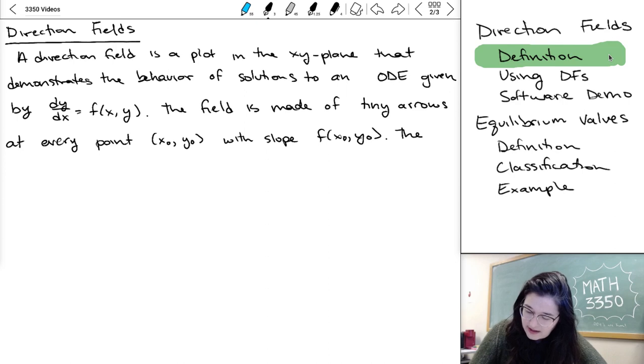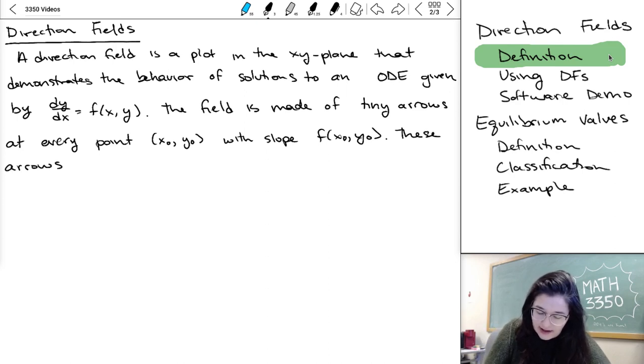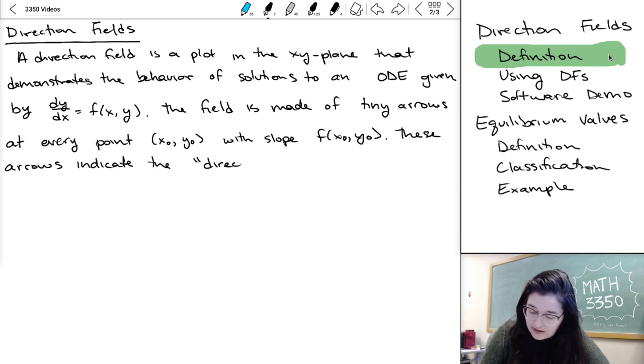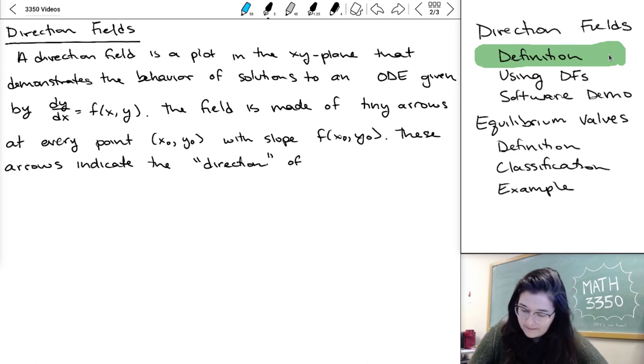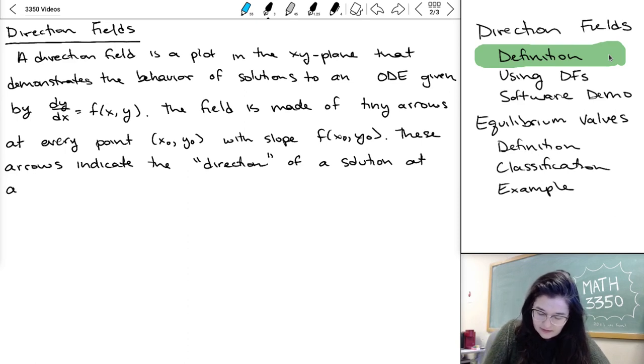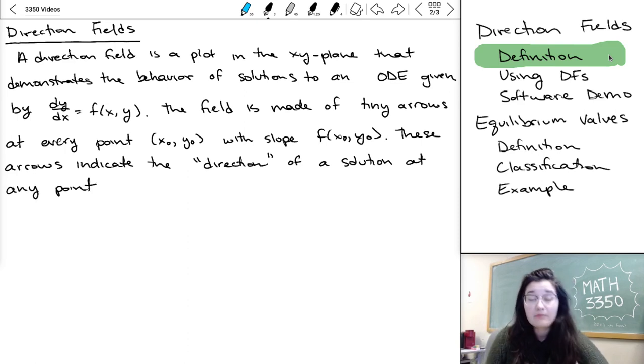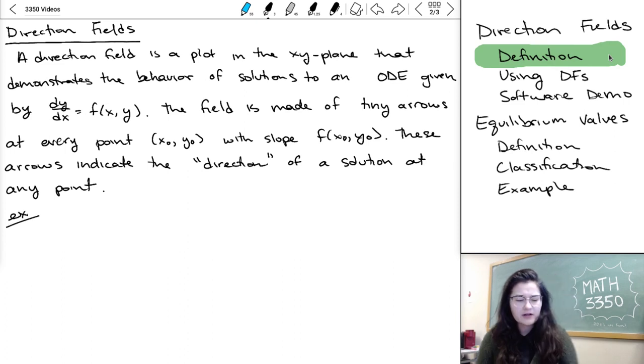What this does is these arrows are going to indicate the direction of a solution to the differential equation at any point x0, y0 where we look at the direction field. And eventually we'll use those arrows and follow the direction they go to see where the solutions go. And it's really hard to understand that in words, so we're going to draw an example.